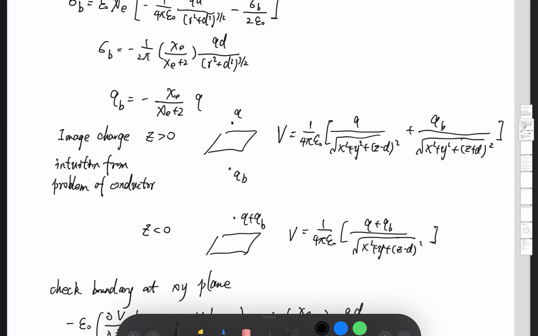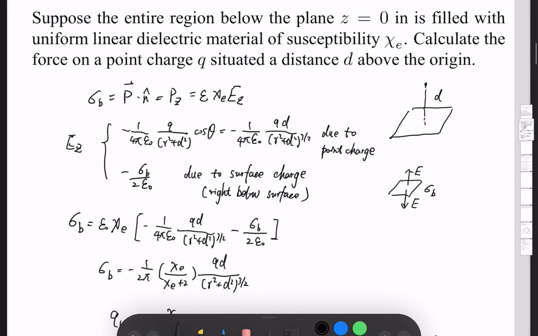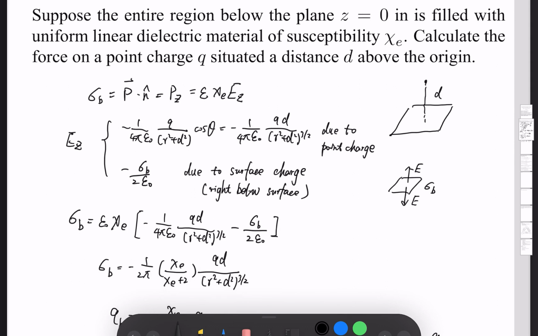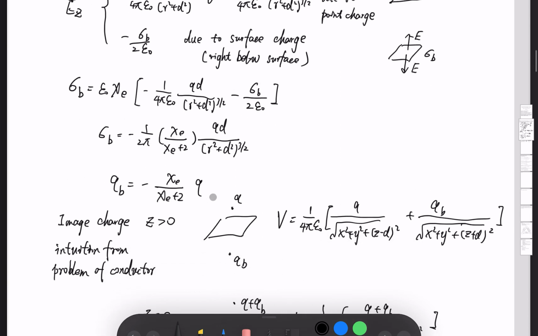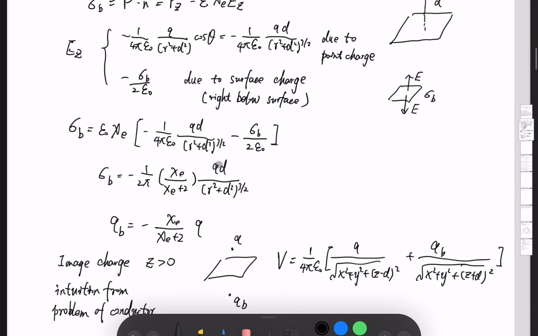So let's continue. In the first problem that we just solved, I want to mention that you can see here that we try to use the image charge Q to replace the surface charge distribution sigma b. The reason why we can do this is because of what we calculated before for the conductor case.